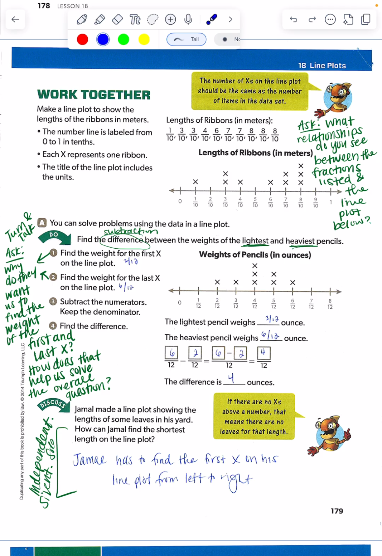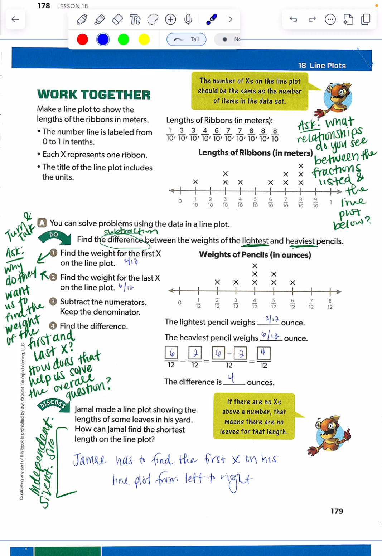But you should push them further, because why are we finding the weight for the first X on the line plot? Our question asked us to find the difference between the weights of the lightest and the heaviest pencil. So what is the significance of me identifying this first X? You can release students to a turn and talk and ask them, why do they want us to find the weight of the first and last X? How does that help us solve the overall question?